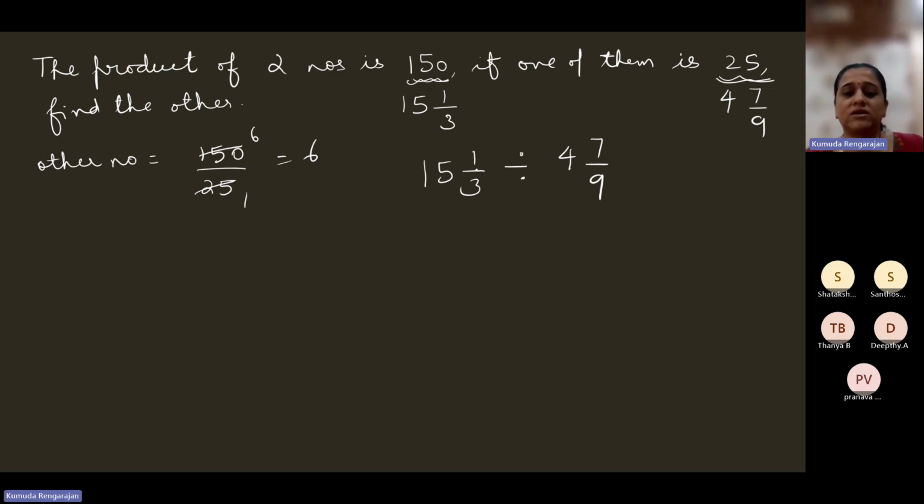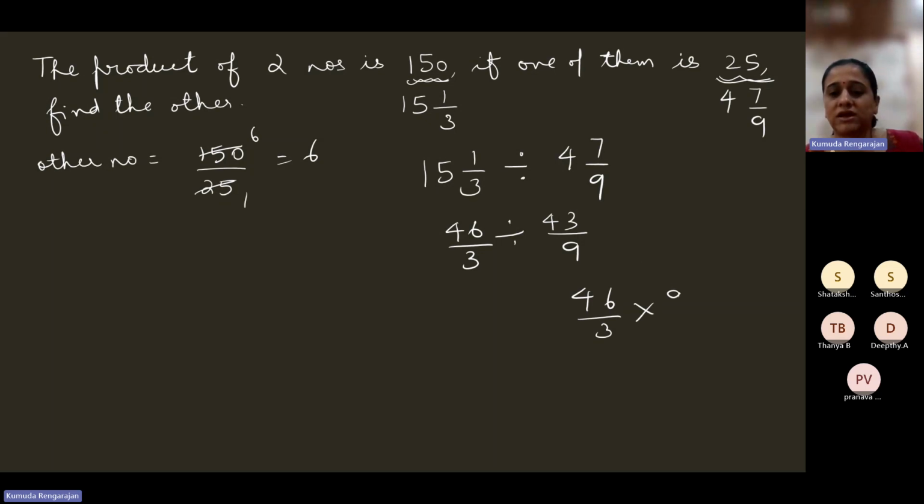So convert this to an improper fraction. 15 threes are 45, 46 by 3 divided by 9 fours are 36, 36 plus 7, 43. Correct? By 9. Yes, ma'am. Now 46 by 3, division becomes multiplication, and take the reciprocal of the second fraction, 9 by 43. Then 3 ones are 3, and then you know how to finish it. Multiply, and if it's an improper fraction, write the answer as a mixed fraction.